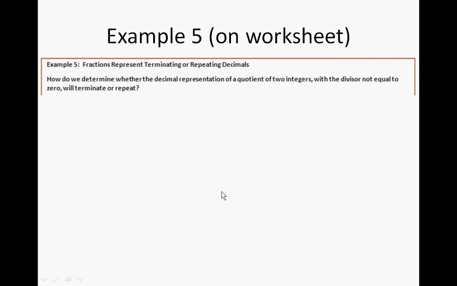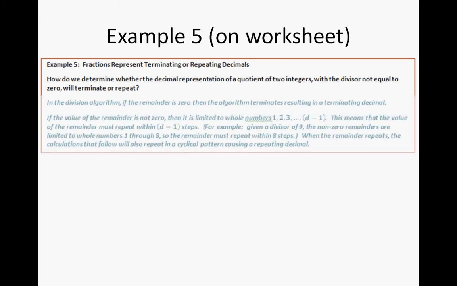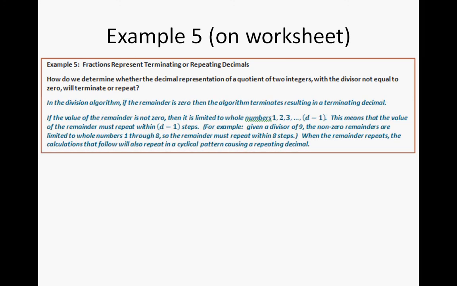All right, so let's go back to your worksheet and look at example 5. How did we determine whether a decimal representation of a quotient of 2 integers with the divisor not equal to 0 will terminate or repeat? Well, in the division algorithm, if the remainder is 0, then the algorithm will terminate. If it is not 0, then it is limited to the whole numbers 1, 2, 3, and it's always one number less than the divisor. So that's what the d minus 1 means.